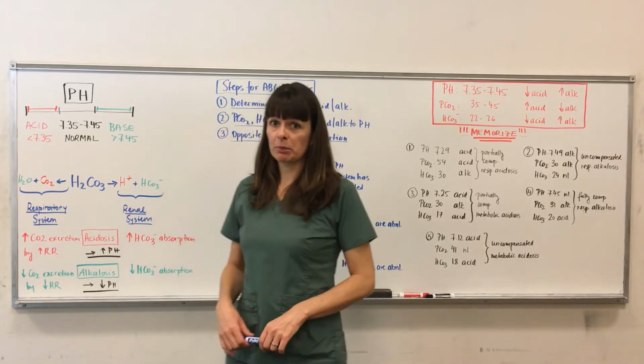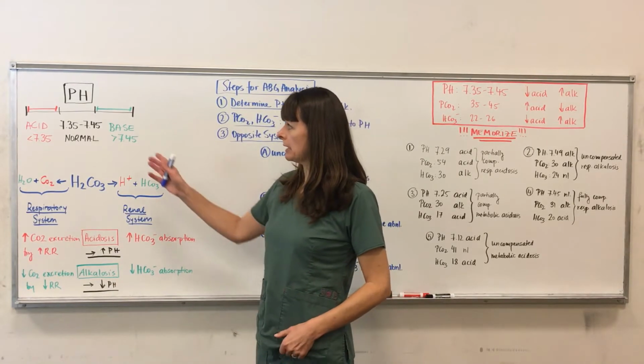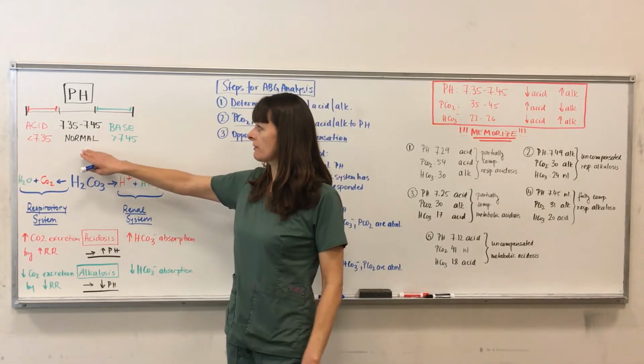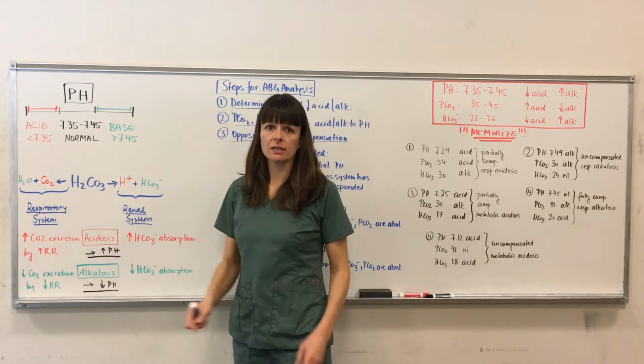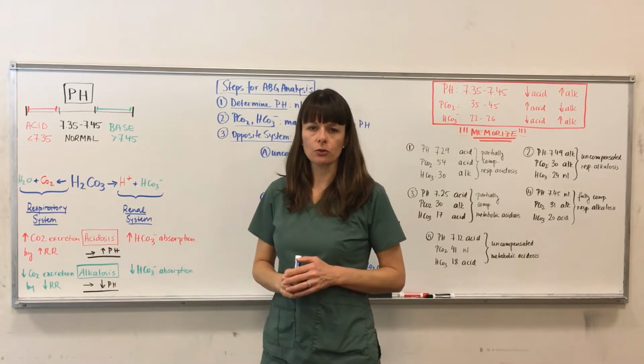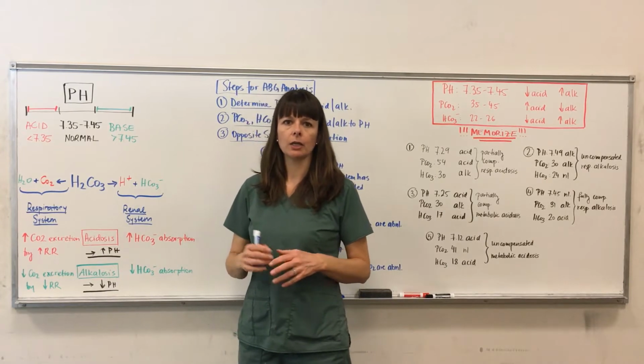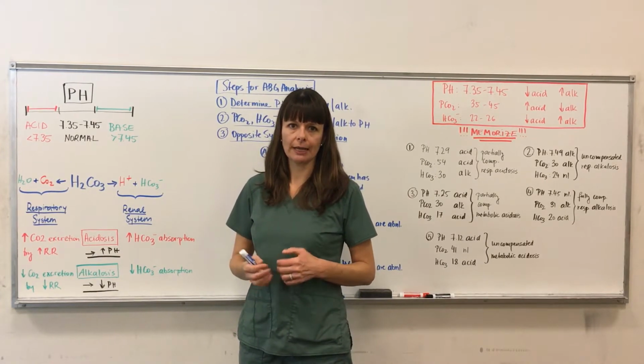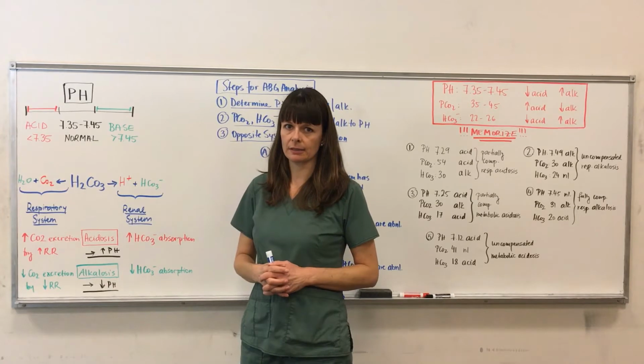So first, let's look at the pH. A normal pH level is 7.35 to 7.45. So this is a very narrow normal range, and it really helps our body to maintain proper functioning, and it's really a state of homeostasis.